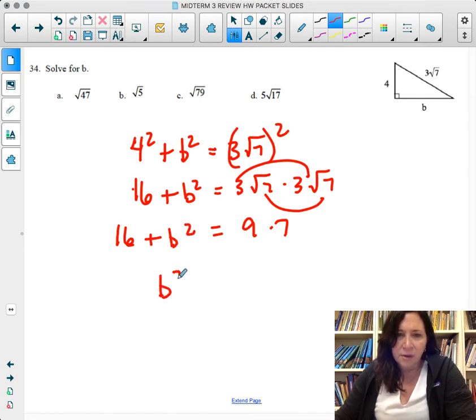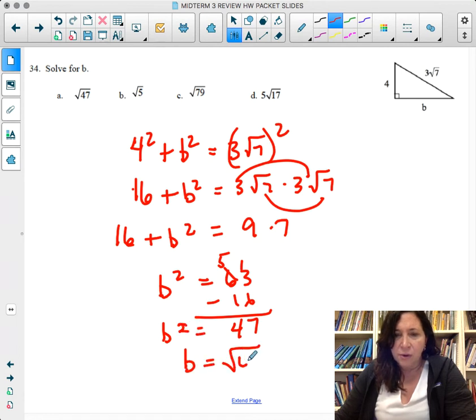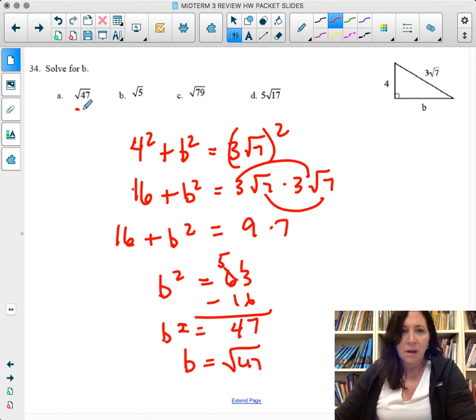So b squared is equal to 63 minus 16. What is that going to be? That's going to be 47. And so b squared is equal to 47. So b is equal to the square root of 47. That's that number.